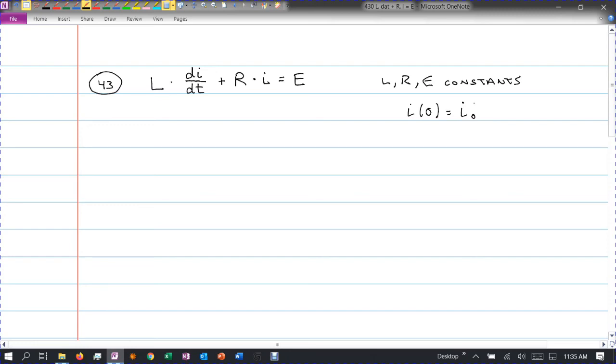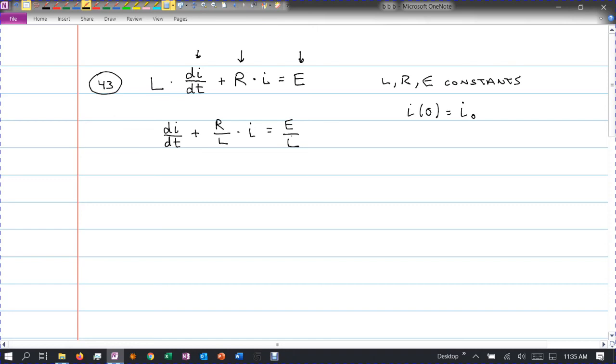All right, so let's see. We're going to be looking at this as our y prime. That's like dy dx. That means we need some function of t in front of I, which would be this R, a constant. And then over here we need some function of t, which is just E, which is a constant. So this is going to work. We need to divide through by L first. So di dt plus R over L times I equals E over L. Maybe I should have done that first.